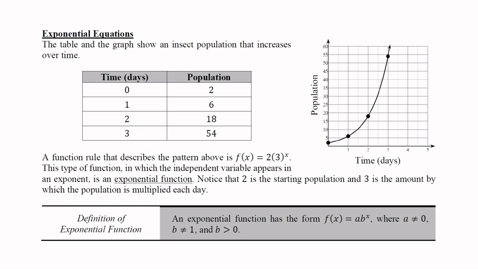An exponential function has the form f of x equals a b to the x, where a cannot be 0, b cannot be 1, and b is greater than 0. The reason that a cannot be 0 is that if a is 0, the whole thing is 0, and we have a constant function. B cannot be 1 because 1 to any power is just 1, so we would end up with a constant function for that as well. And b has to be greater than 0.